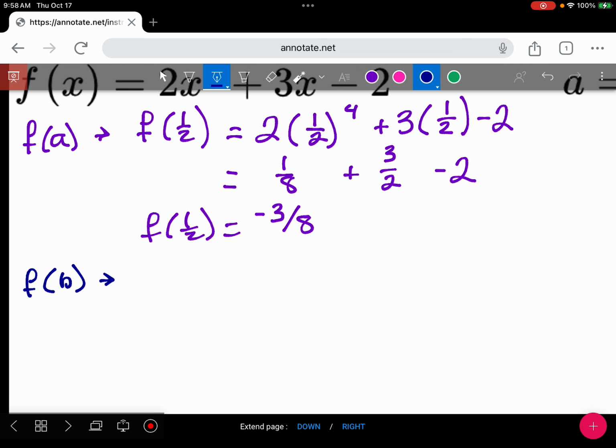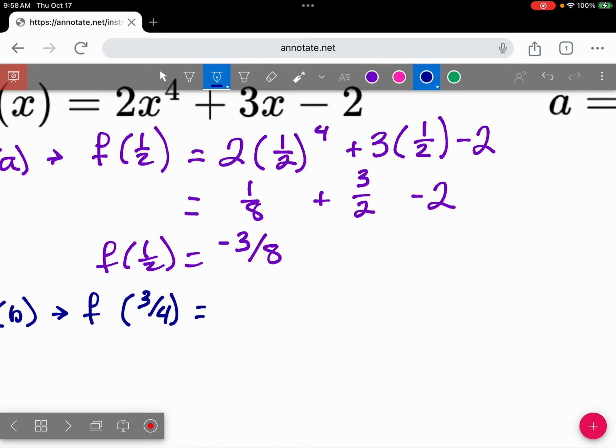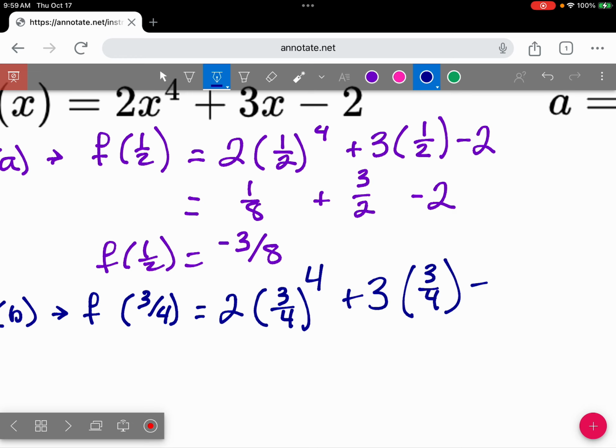Same vibe for our f of b. So we're going to find our f of 3/4. So we're going to have our 2 times 3/4 to the 4th plus 3 times 3/4 minus 2.